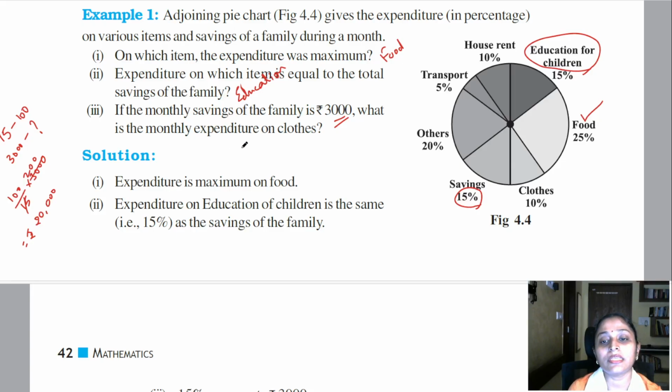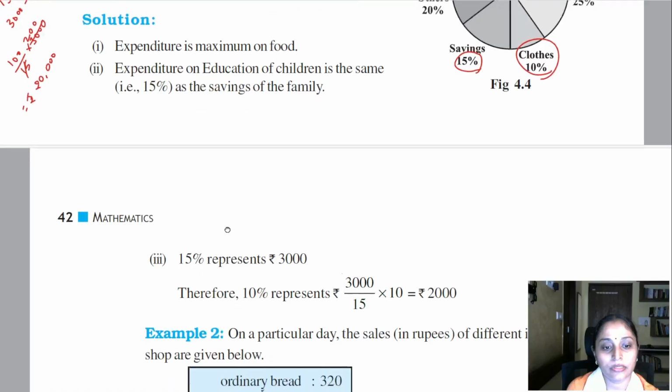Now they're saying what is the expenditure on clothes? We know that clothes is 10% of the salary. So what is 10% of 20,000? It is nothing but 2,000. So what is the expenditure on clothes? It is 2,000, right? So that is how you will be calculating. So this is the solved example.